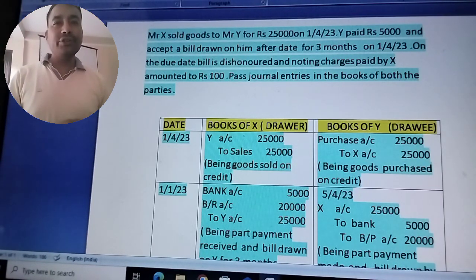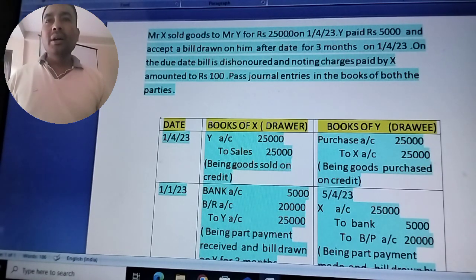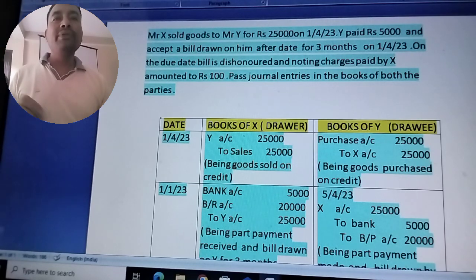On 1/4/23, X sold goods to Y. When goods are sold, then what will be the entry? Debtors to sales. And who is the debtor? Y is the debtor. So the person to whom goods are sold on credit is known as the debtor. So the first entry in the books of X will be Y's account debit to sales, that is debtor to sales, that is 25,000, being goods sold on credit.